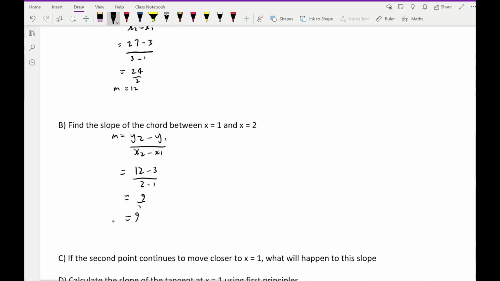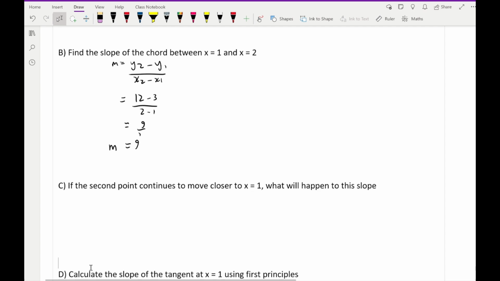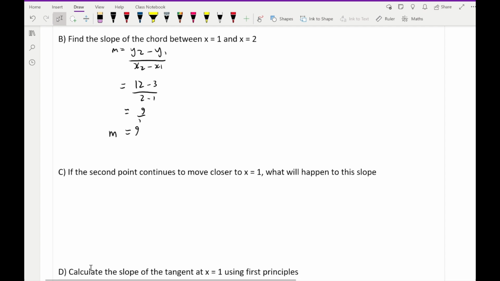So what do we notice about these two numbers? Well, okay, we start at 12 and we get down to 9, so it looks like the slope is getting smaller. How small will it get? Well, we'll find out. If the second point continues to move closer to x equals 1, what will happen to the slope? The value of the slope will approach the gradient of the tangent at x equals 1. And that's pretty much your stock standard answer here.